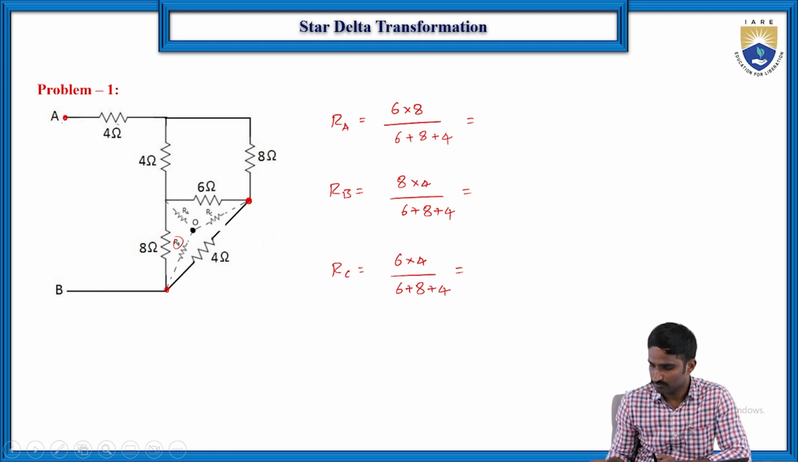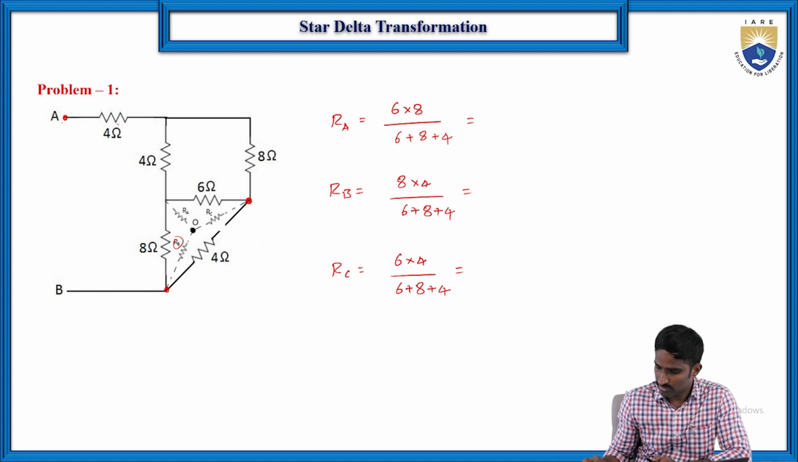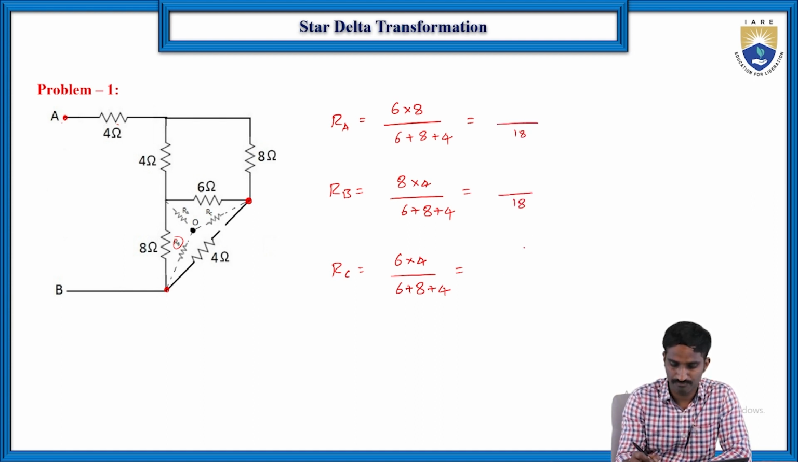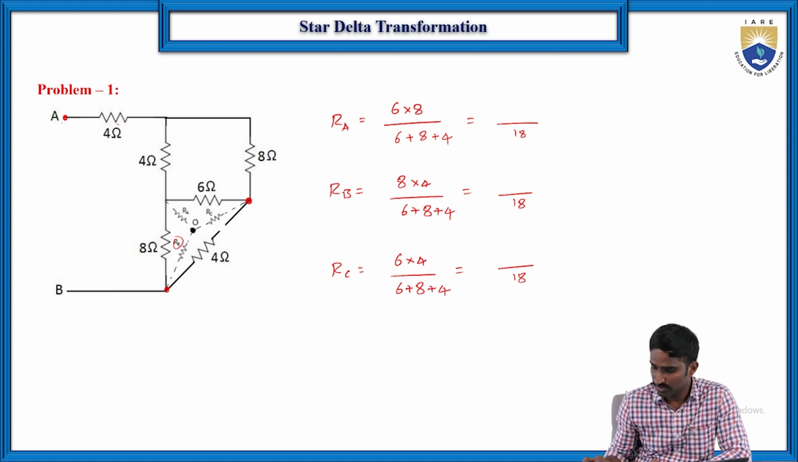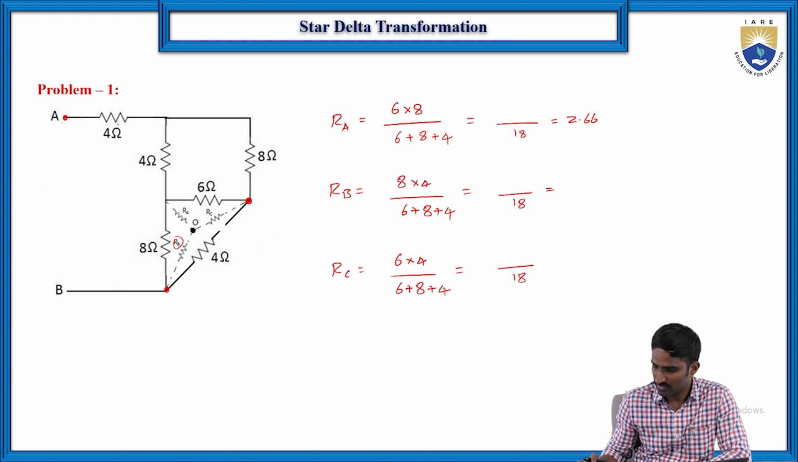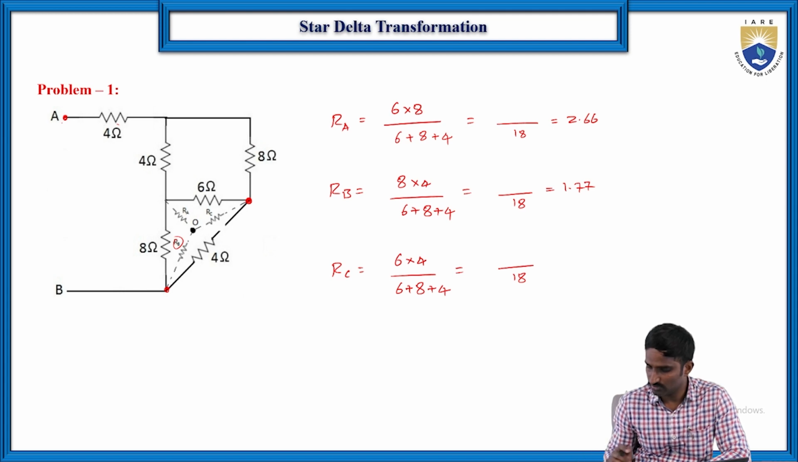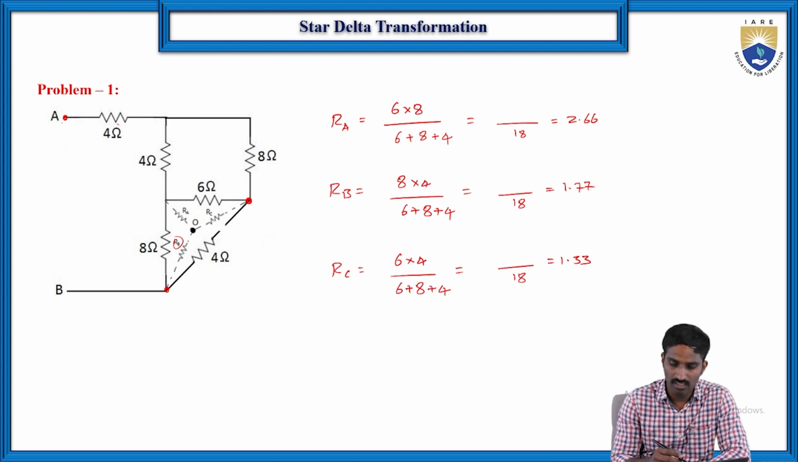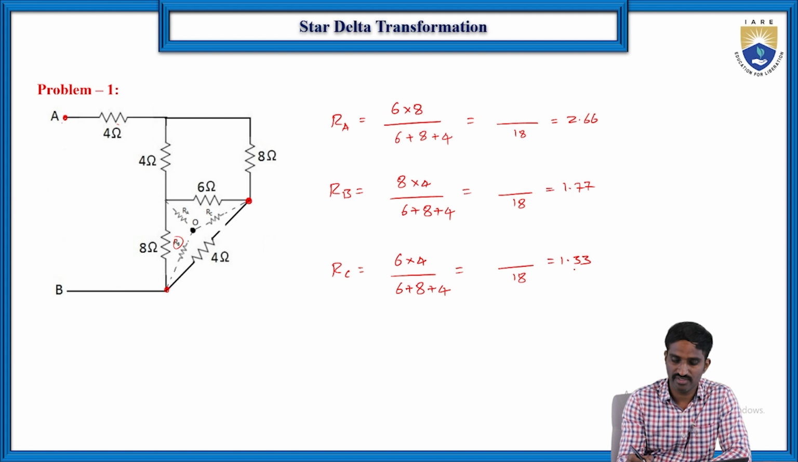Right, so let us see the values of this. Here 6 plus 8 plus 4 is equal to 18, so in the denominator, all are 18. Then 6 into 8 divided by 18 is equal to 2.66. Again 8 into 4 divided by 18 is equal to 1.77. And again 6 into 4, this is 24, 24 divided by 18 is equal to 1.33. So RA is equal to 2.66, RB is 1.77 and RC is equal to 1.33.